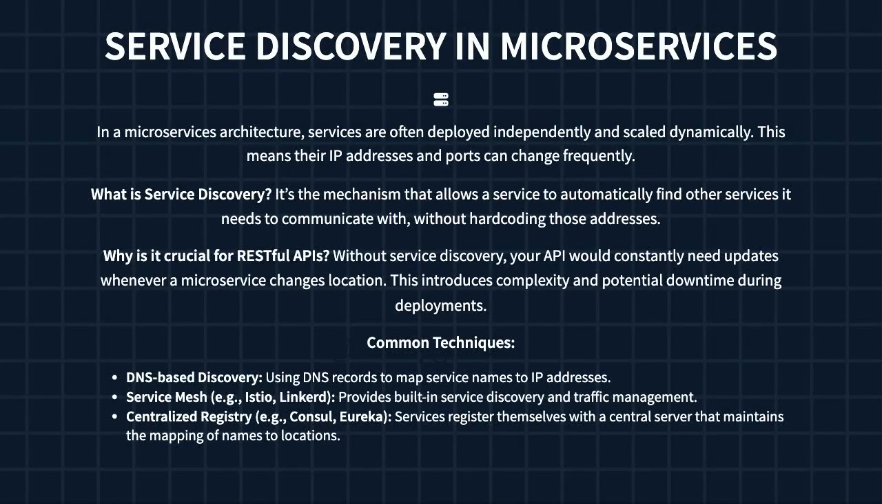Okay, let's talk about service discovery and microservices. Think about it, you're building an application out of lots of little independent services, and each one might be moving around quite a bit. That means their addresses can change constantly. Service discovery is essentially the process of automatically figuring out where these other services are located, so your API doesn't have to constantly hunt for them. It avoids hard-coding IPs and ports, making everything much more resilient and easier to manage during deployments, which is super important in a dynamic microservices environment.